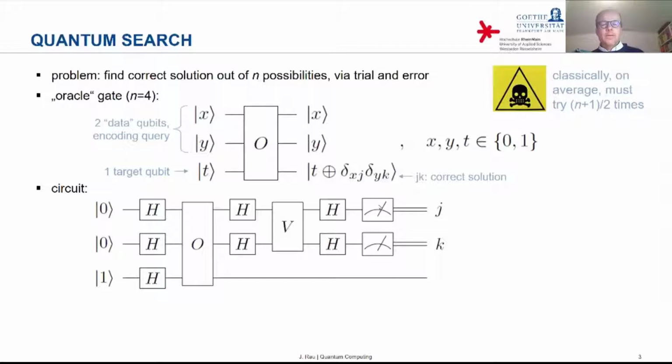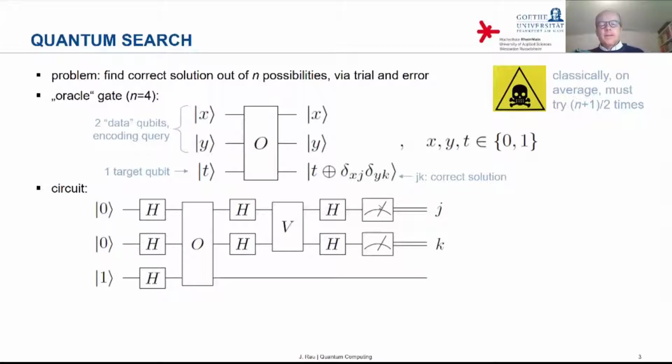So we have 3 qubits coming in, the first 2 in basis state 0 and the third one in basis state 1, and they all go through Hadamard gates. We've seen that in many circuits before. And then they enter the oracle. You recognize a basic feature that we've seen before: we don't go into the oracle with basis states, but we prepare superposition states, and then we enter the oracle with superposition states.